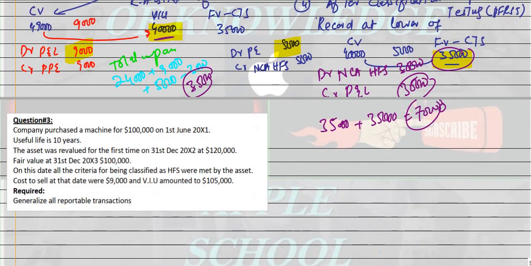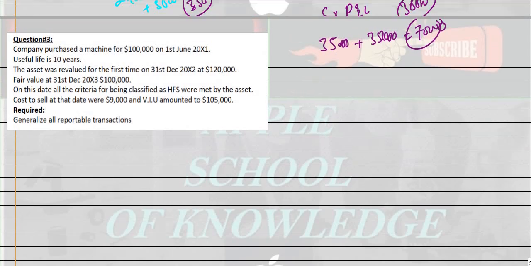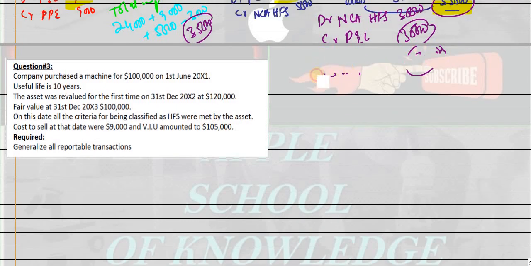Okay, now we have done the cost model, and the last one we have is the revaluation model, and we have to do the same steps again. We have to follow the same steps for this question also. Okay, now you see here, the company purchased a machine for 10,000 on 1st June.